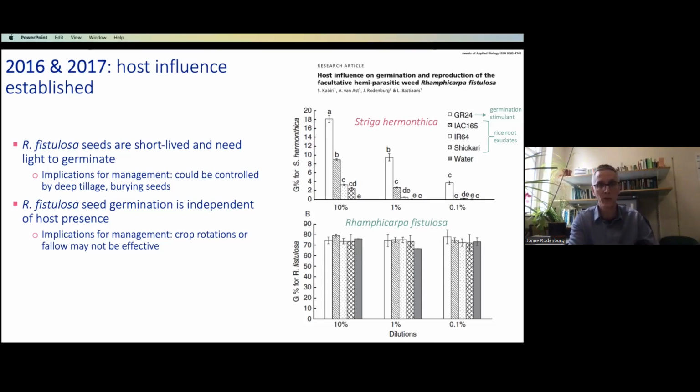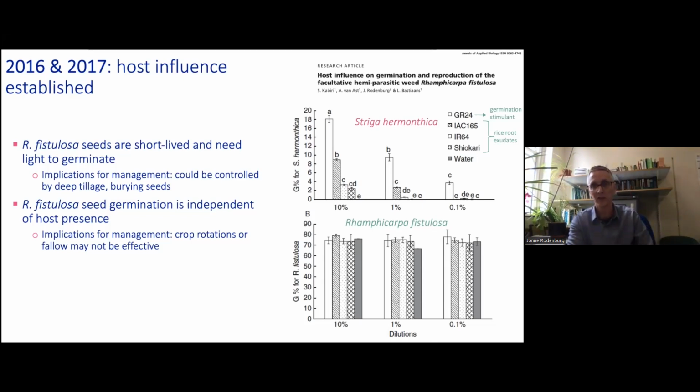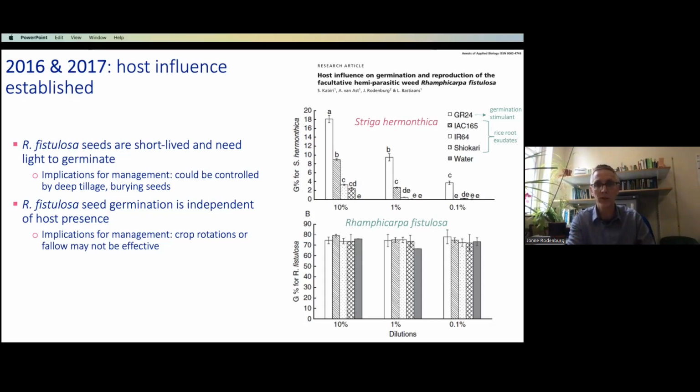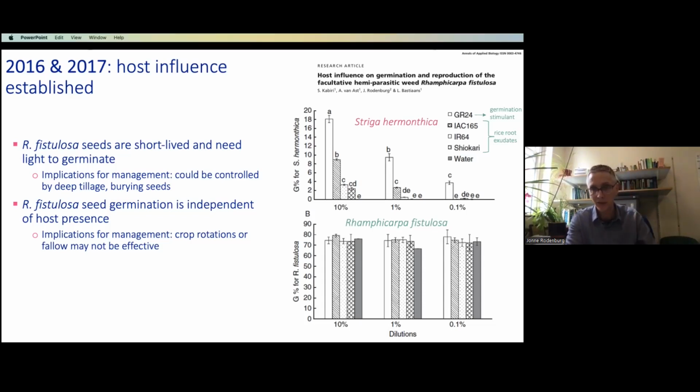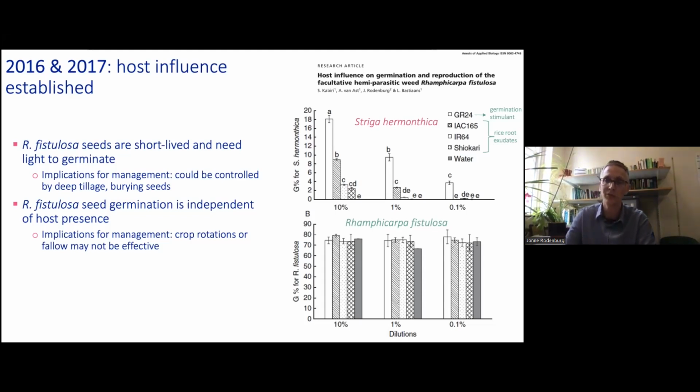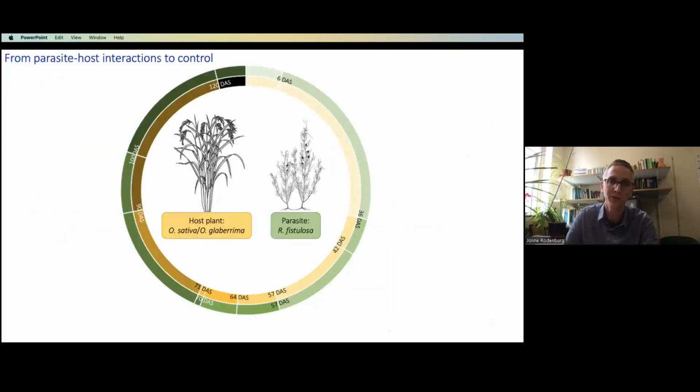For instance, crop rotations, which are really effective against Striga. Crop rotations or fallow, not growing any crop for some period of time, is effective for Striga, but may not be effective, or not as effective, for Rhamphicarpa.